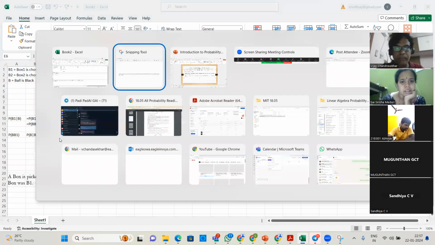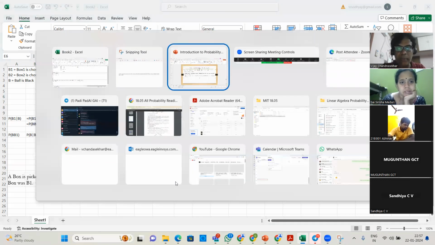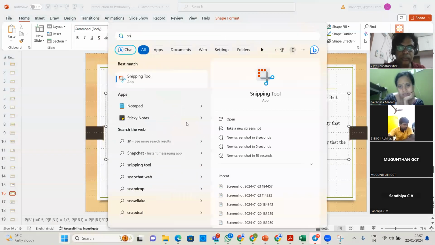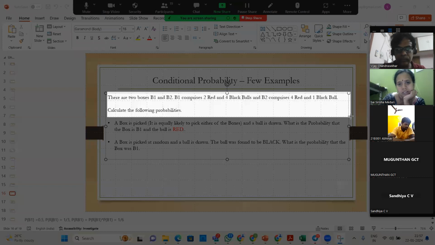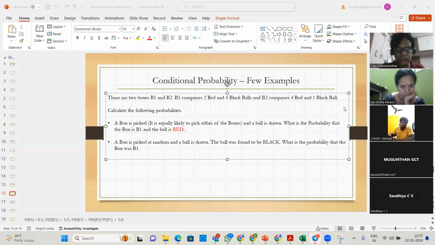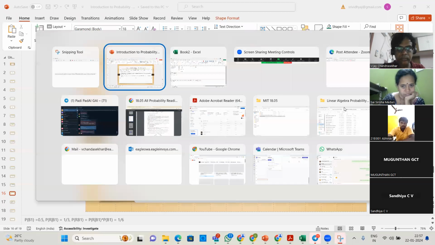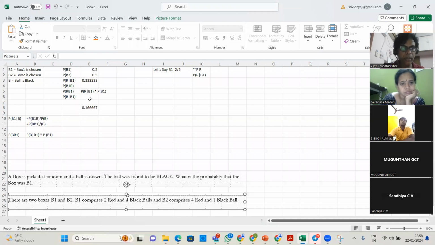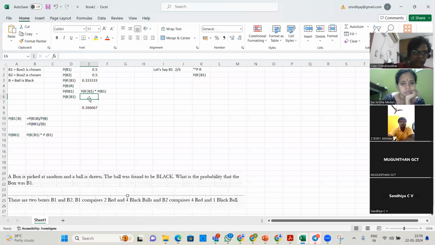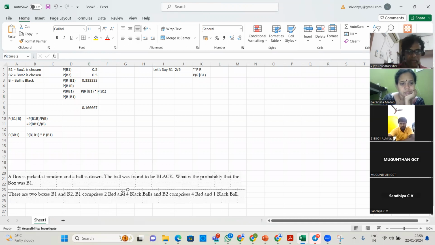Let me also copy 4 by 6. B is of course the ball being black. So just look at this and tell me. It's 4 by 6. So this is equal to 4 by 6. All right.